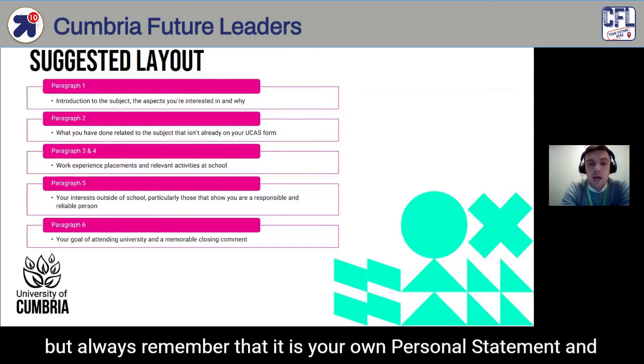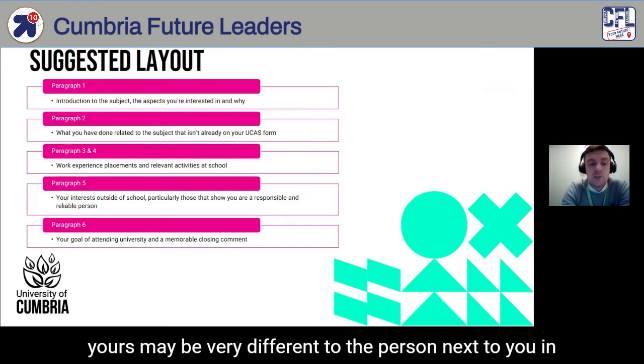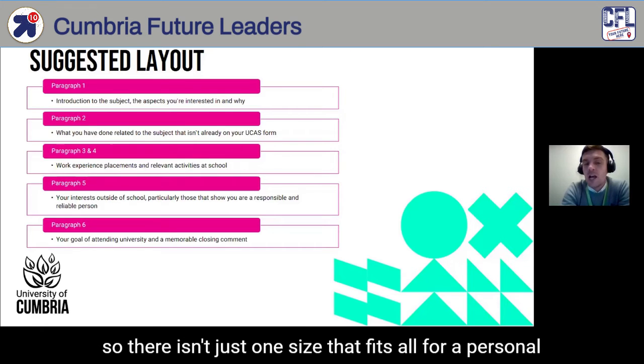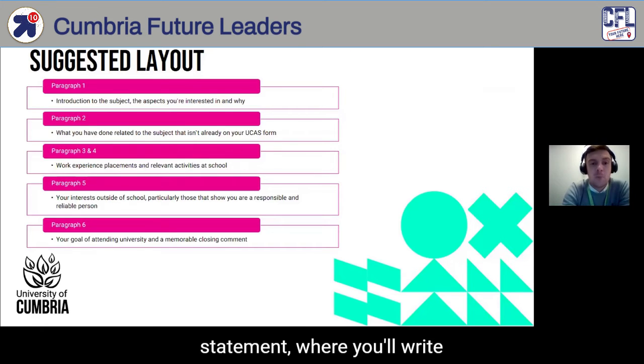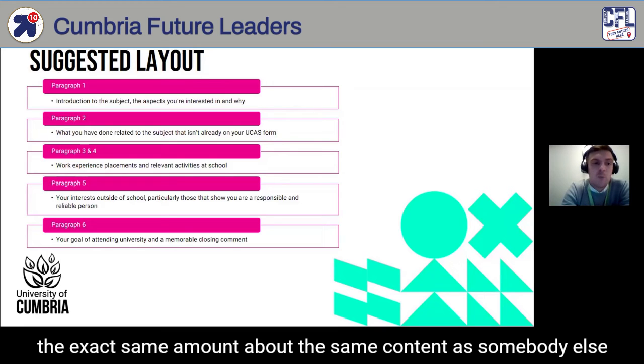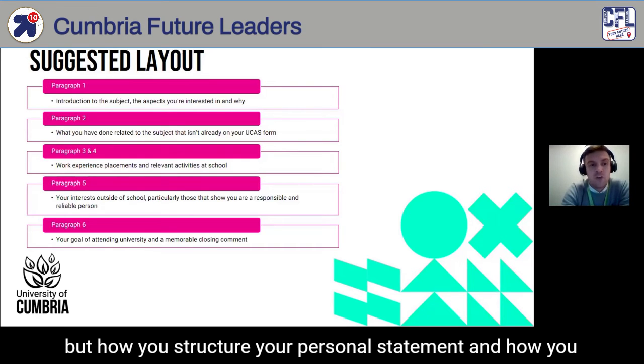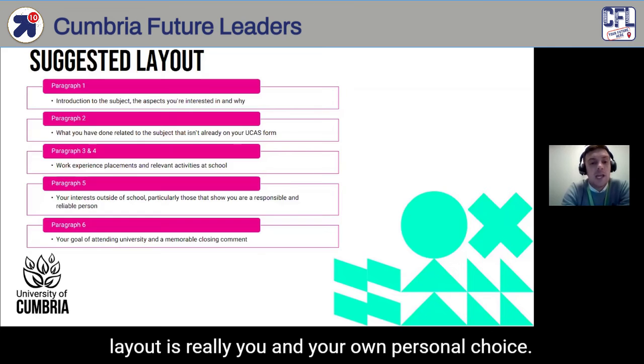But always remember that it is your own personal statement, and yours may be very different to the person next to you in school or in college or somebody else who's applied previously. So there isn't just one size that fits all for a personal statement where you'll write the exact same amount about the same content as somebody else does. So do remember that these are really useful guides, but how you structure your personal statement and how you lay it out is really up to you and your own personal choice.